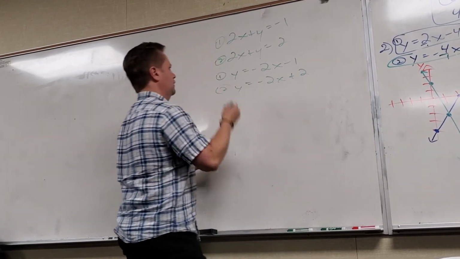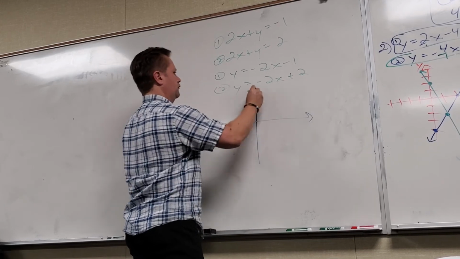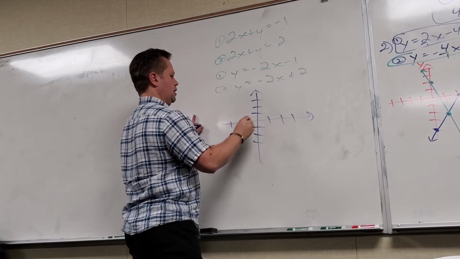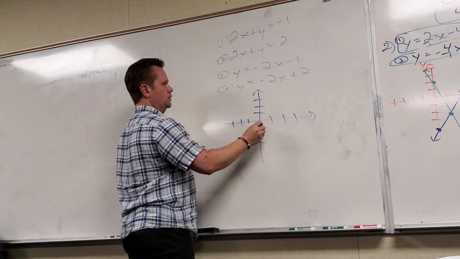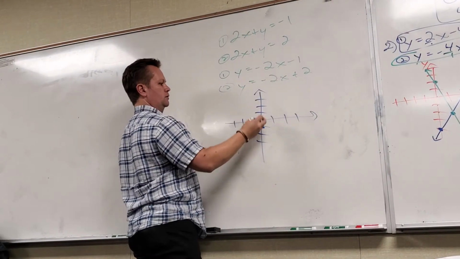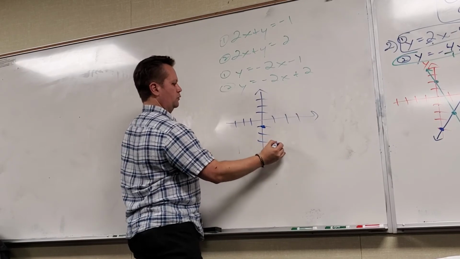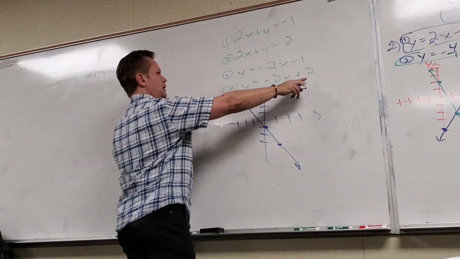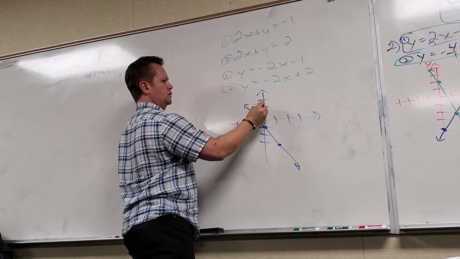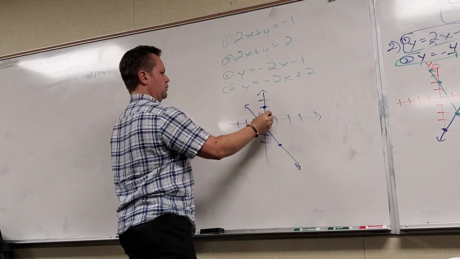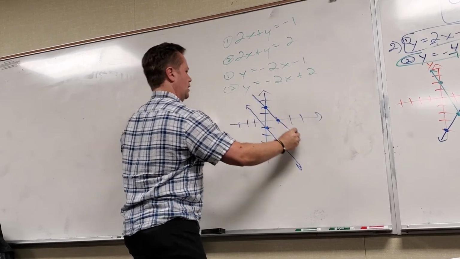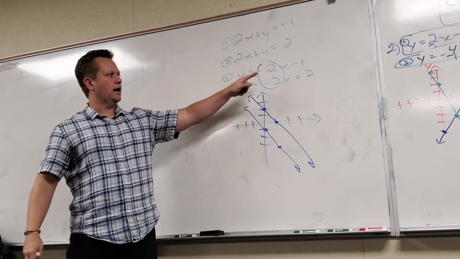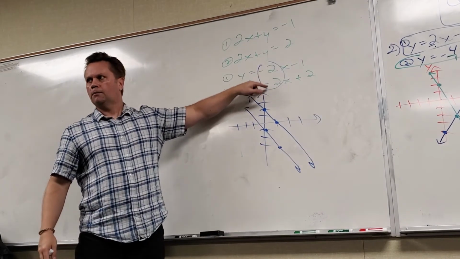So when I go to graph this, what's the y-intercept for the first one? Negative. Yeah, so -1. There it is. And then I would go down 2 over 1. This one has a y-intercept of 2, so (0, 2). Then I would go down 2 over 1. And already we know that these two are parallel because they have the same slope.